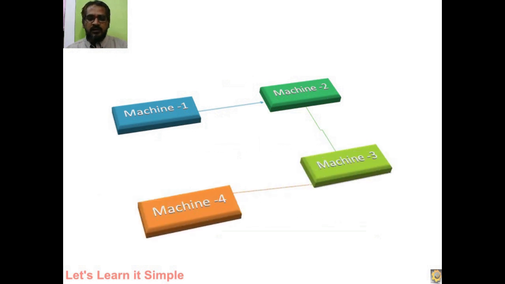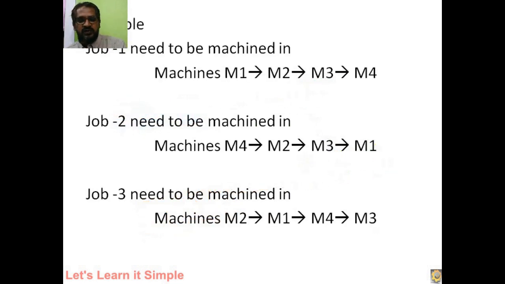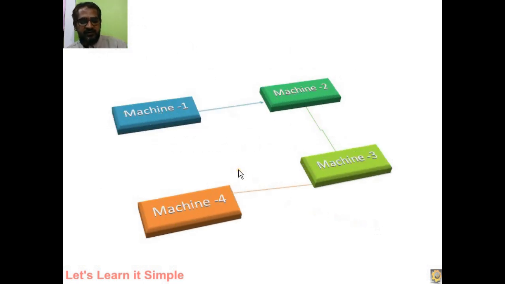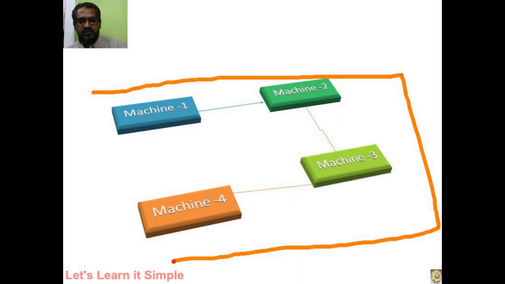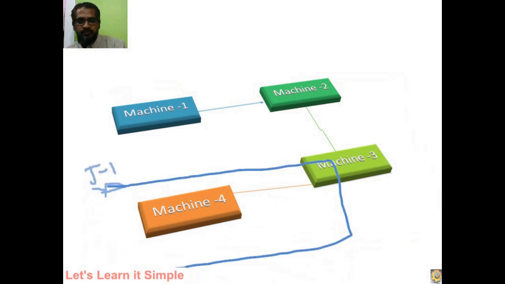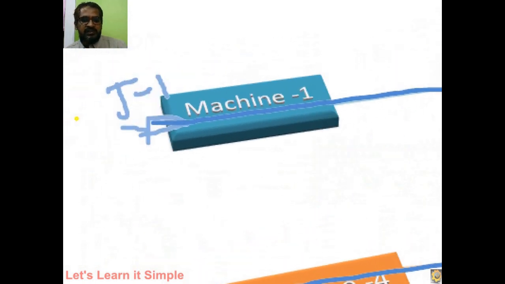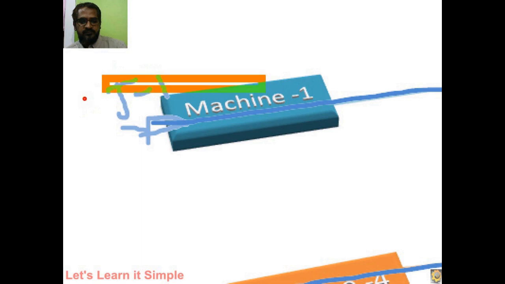Now the machines and jobs given in this illustration are shown here. The machines are arranged in this way. Now I need to admit the first job. The first job enters machine 1 first.